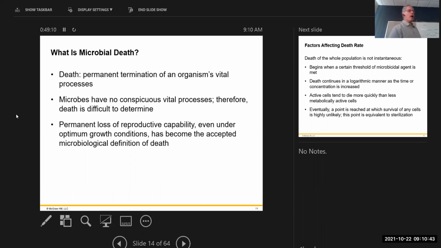So what does it mean when a microbe is dead? When it's dead, it can no longer grow or divide or carry out metabolism. The cell might still be there, but it's so irreparably damaged that it just can't carry on the processes of life.